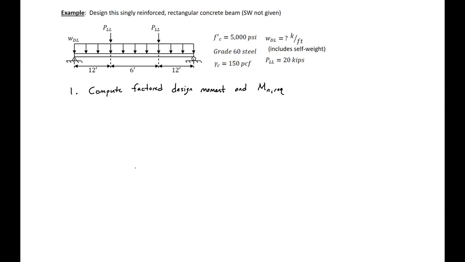So for our live load, we can find our moment diagram, which will be linear up to our first load point, linear across, and then linear down to 0. And our maximum here will be 240 kip-feet.